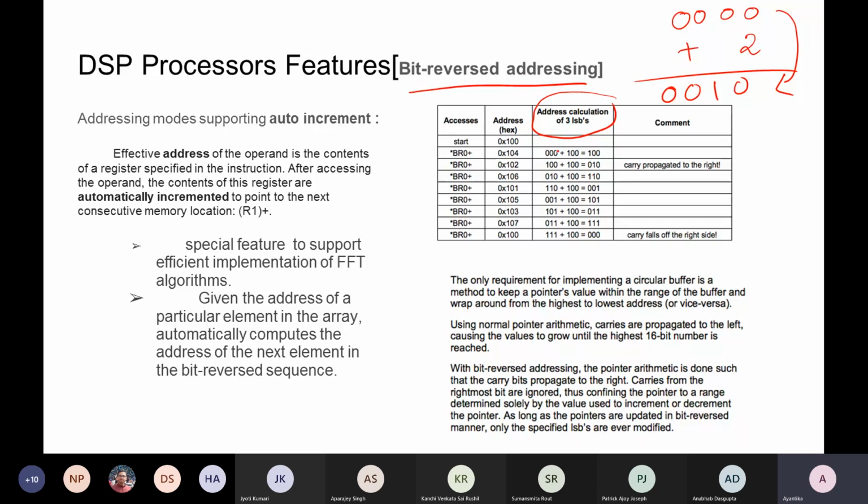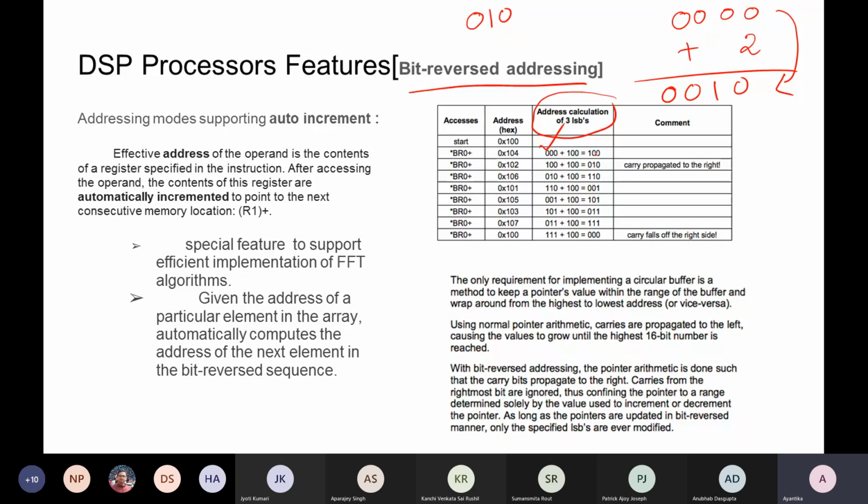If this is your starting address, instead of adding 2, whose representation is 010, you are adding one, but in a bit reverse way. See, you are always adding 100. So you are adding one in a bit reverse way. That's why it is bit reverse addressing. So what will be your next address? It will be 100. Next, 100 plus again 100, 010, 110.